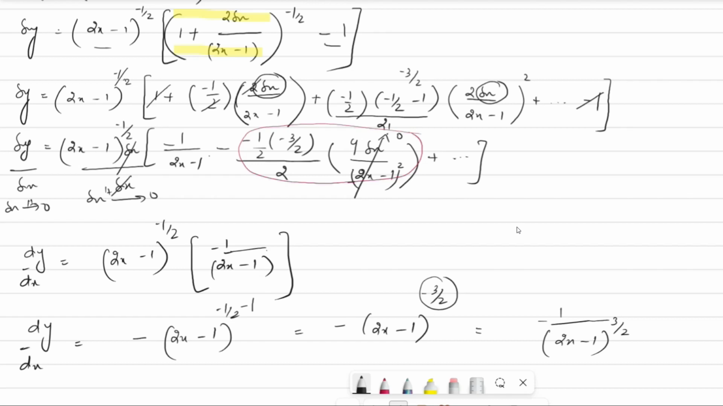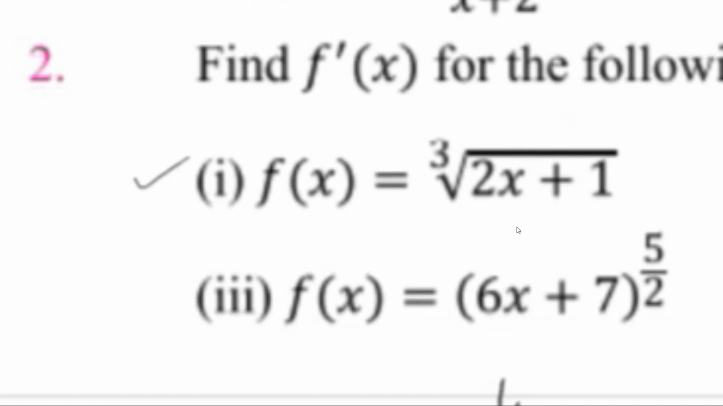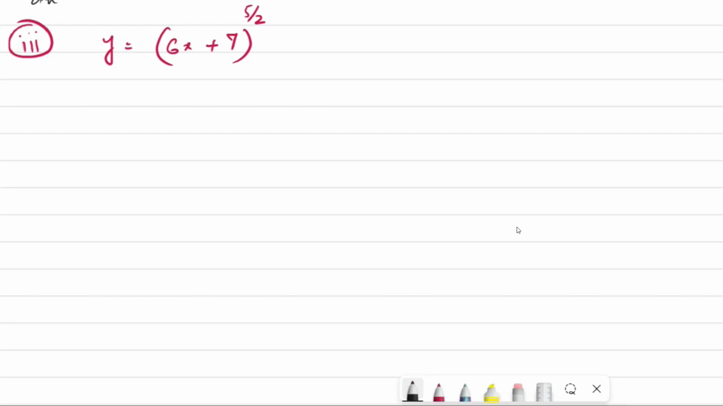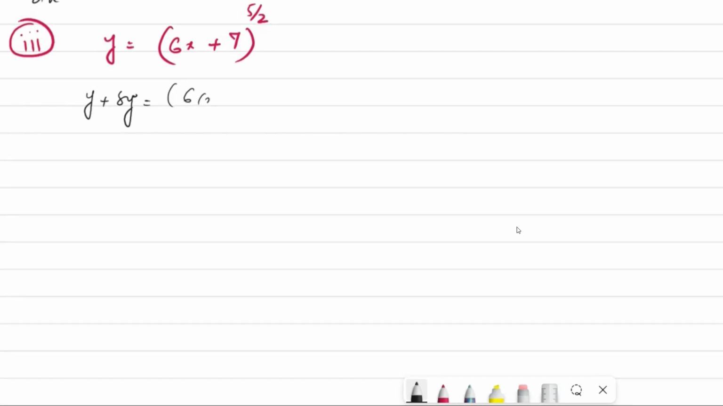I hope you have understood this question as well. Now let's move to its third part. That is f of x is equal to (6x plus 7) whole raised to the power 5 upon 2. The third part says y is equal to (6x plus 7) whole raised to the power 5 upon 2. We know that we have to add y plus delta y and x plus delta x in this equation. So this is equation 1 and this is equation 2.